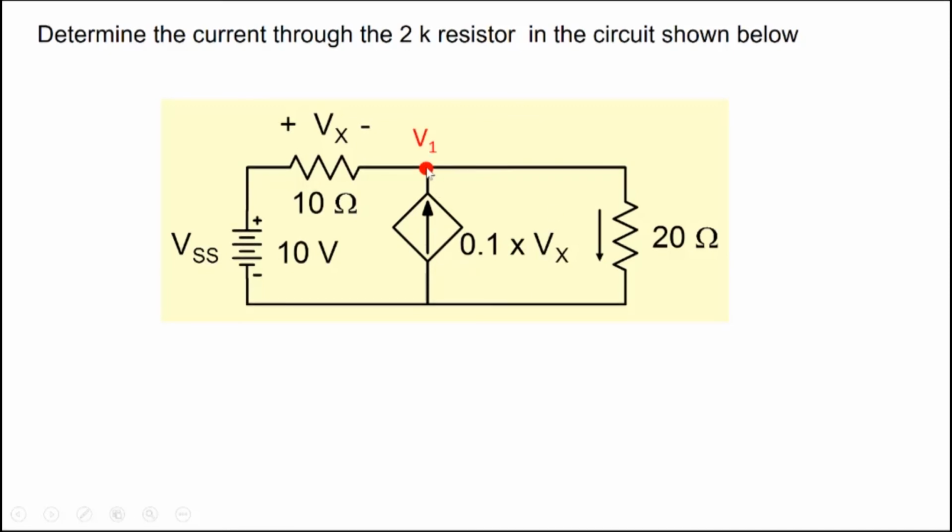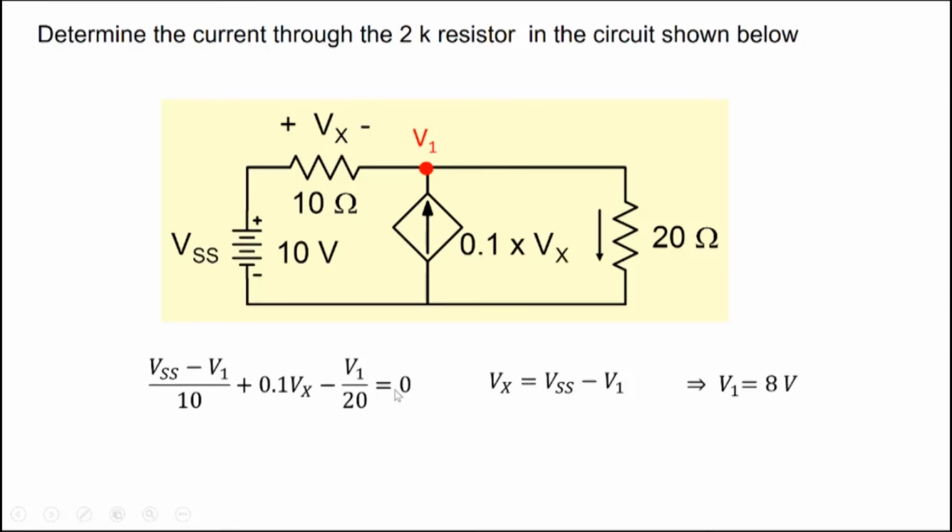For example, let's say this particular node voltage is V1, and we could write KCL at this particular node here. So the current entering this node here is Vs minus V1 by 10. The current entering here is 0.1 Vx, and the current leaving here is V1 by 20. And the other thing we know is Vx is Vs minus V1, right? So we can combine them together and we get a value of V1 equal to 8 and current equal to 0.4 amperes here.